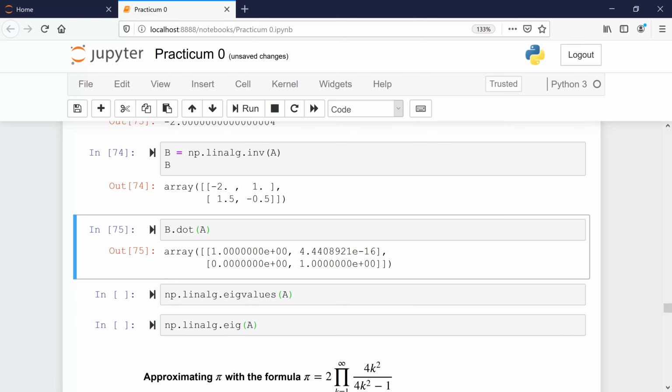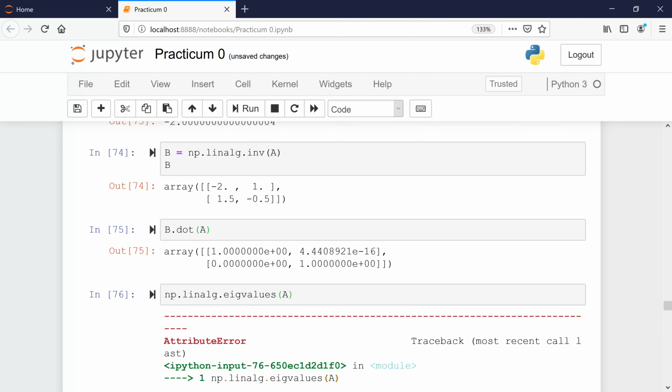We can also find the eigenvalues of A. I think there's a problem here. I think this feature is, yeah, I'll delete that.